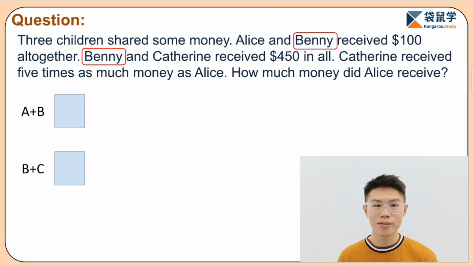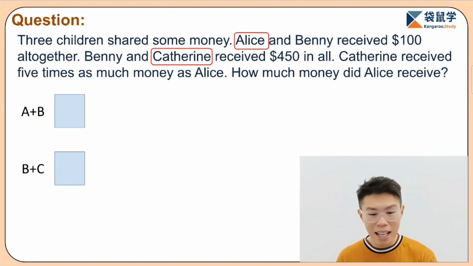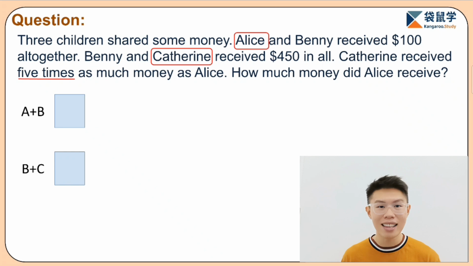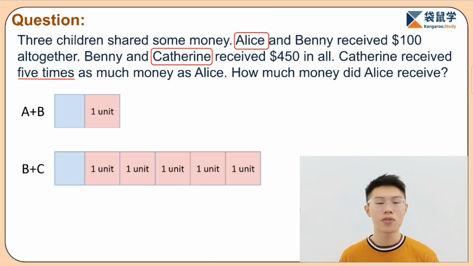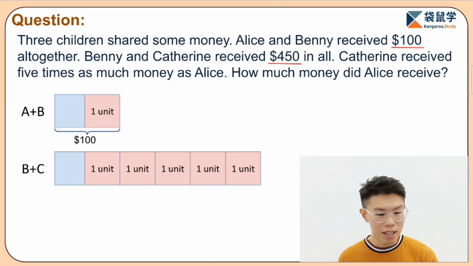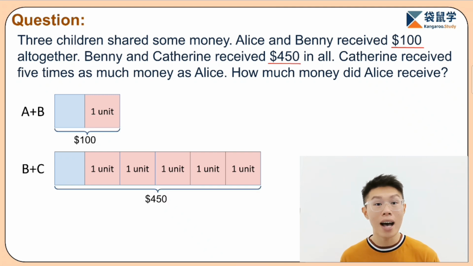Who are the rest? Alice and Catherine. And we know that Catherine received 5 times as much money as Alice. So we set 1 unit for Alice, 5 units for Catherine. Don't forget to add on the sum information for each group. First group, $100. Second group, $450. And we want to find how much money did Alice receive.